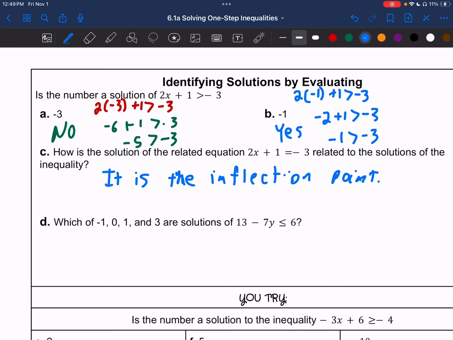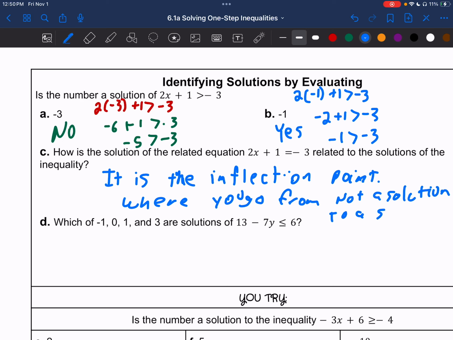Meaning it is where you go from not a solution to a solution. So this is the point on the number line that you're going to make your change at.